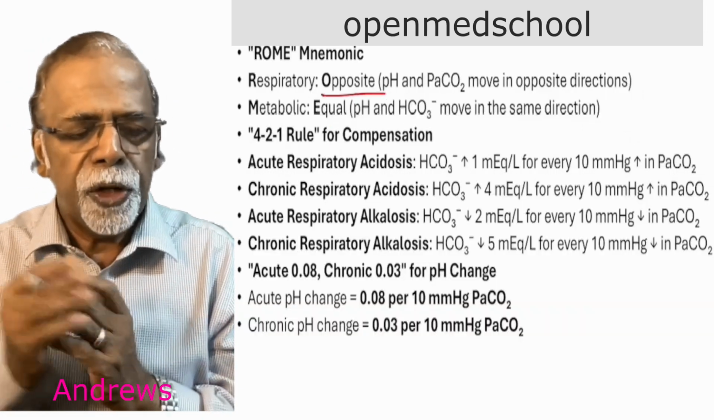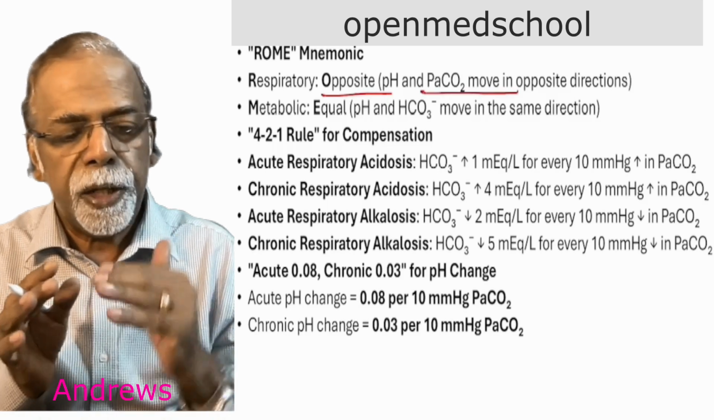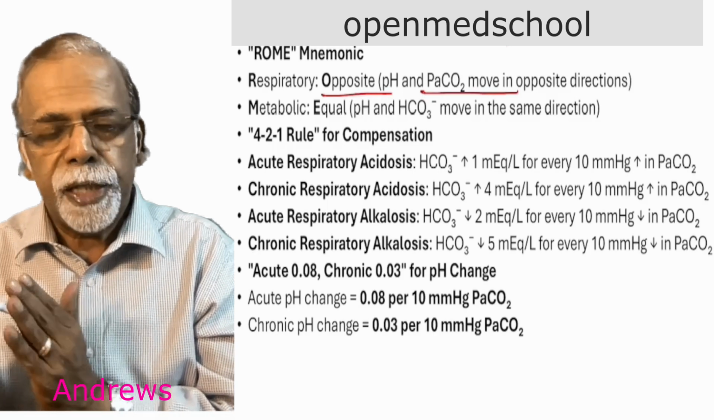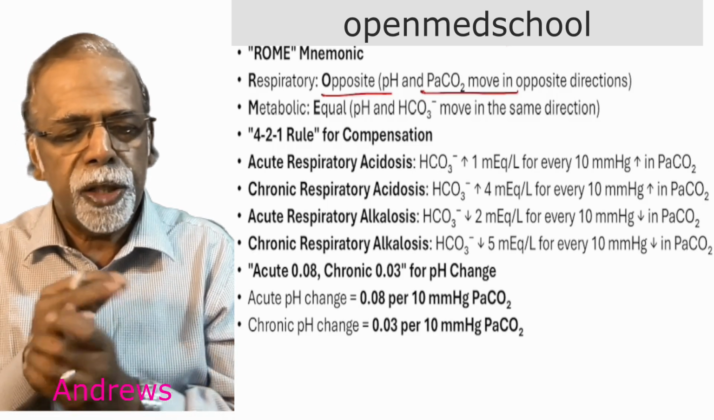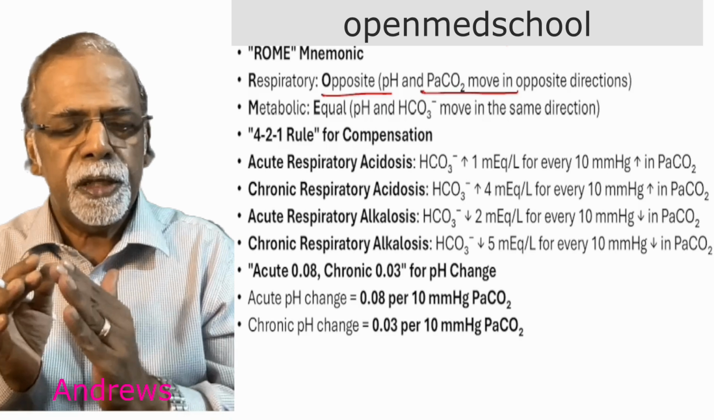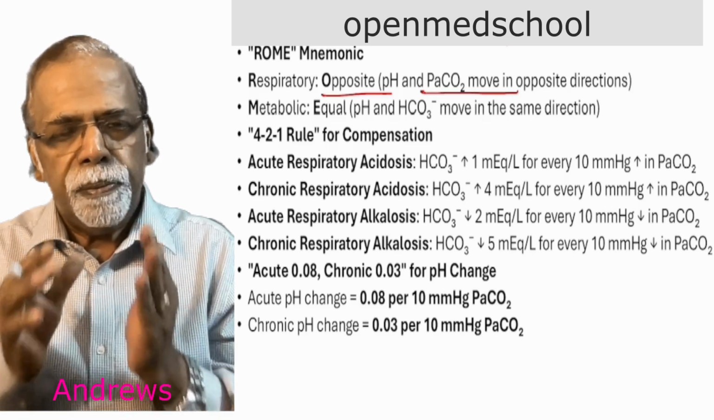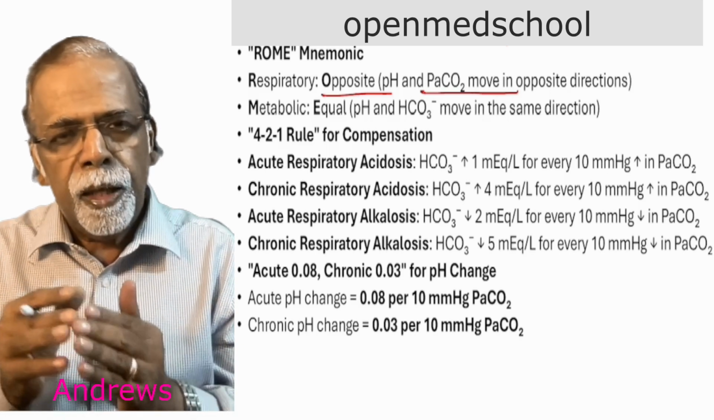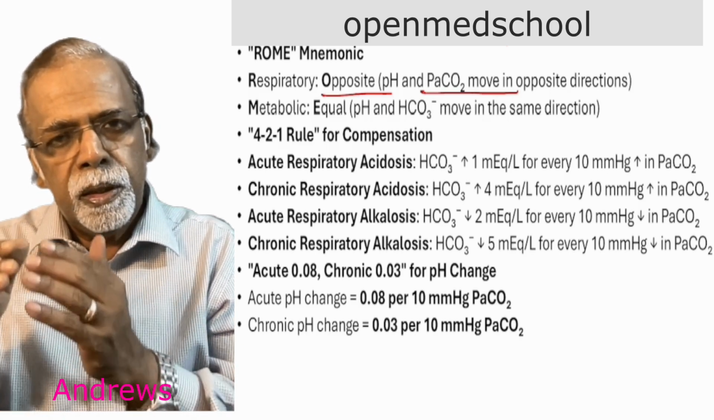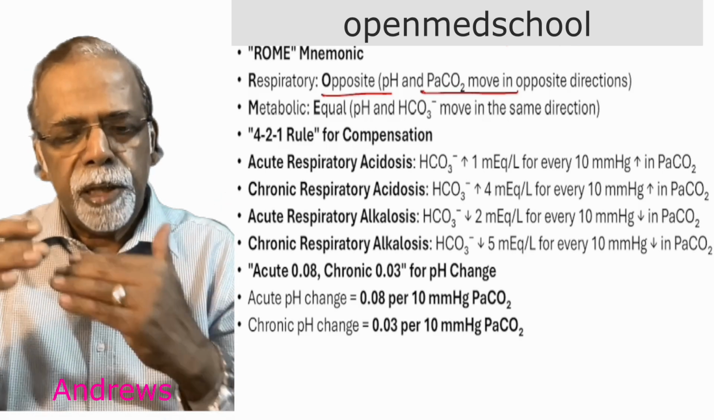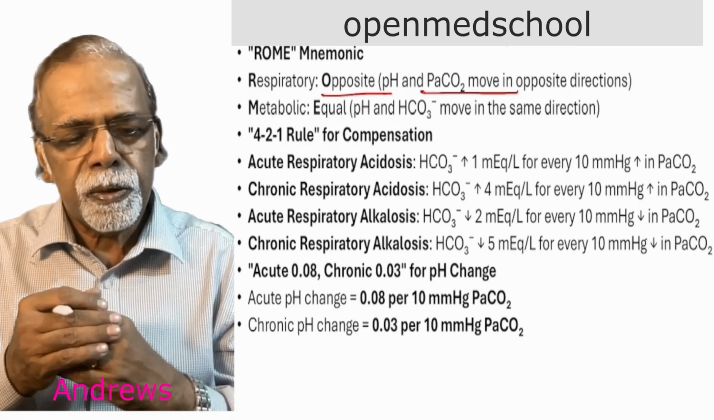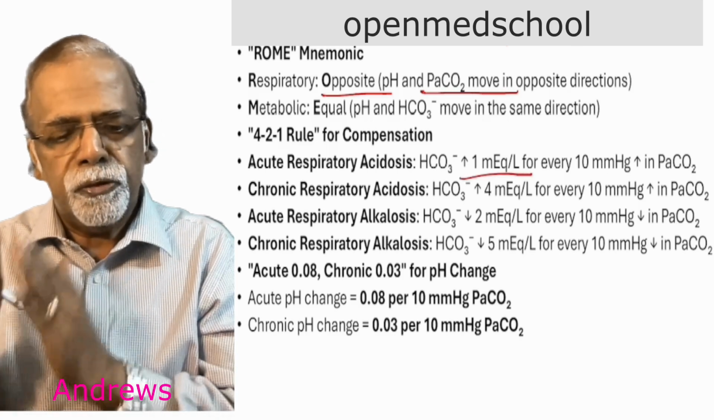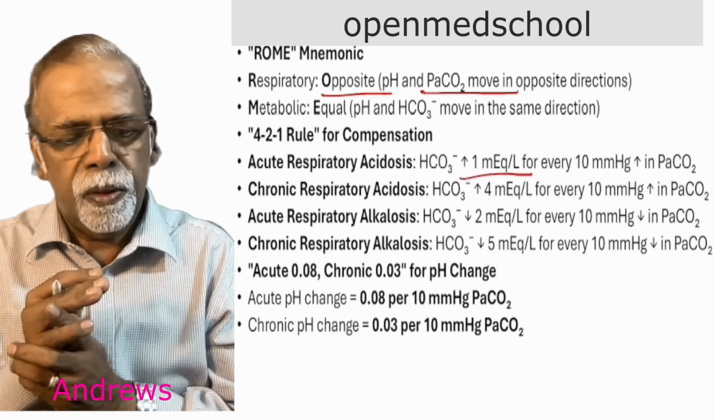Just remember a few mnemonics. One is the ROM: respiratory opposite. pH and PaCO2 move in opposite directions. That is what is meant by the mnemonic respiratory opposite. Metabolic equal: pH and bicarbonate will be moving in the same direction. That is, in metabolic acidosis, the pH is decreasing and the bicarbonate will be decreasing. Then the rule of 1, 2, 4, 5 that I have already explained.